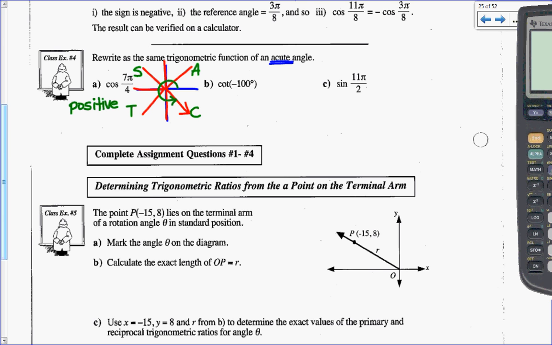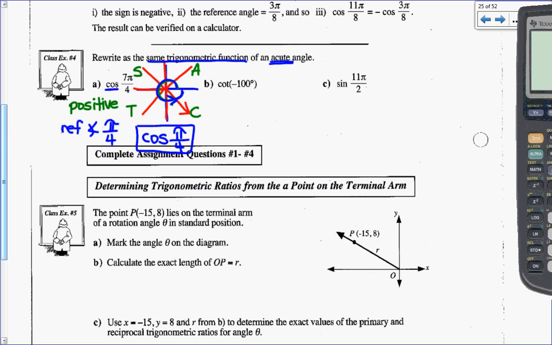So what that means is the reference angle here, this little angle, would also be positive in quadrant 4. Okay, what is that reference angle though? Well, good thing I know my unit circle, because that's just one more pi over 4. So that's pi over 4 is the reference angle. So the same trig function would mean I'm taking the cos then of pi over 4 instead of the cos of this angle.